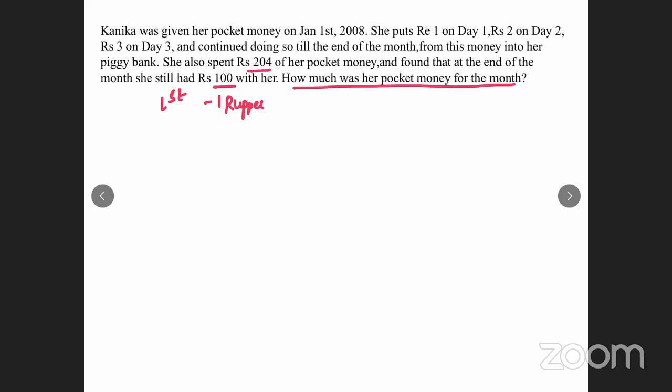So let us consider the given month is January. Why are we taking January? Because it's the first month of the year. How many days will there be? The number of days in January is 31.